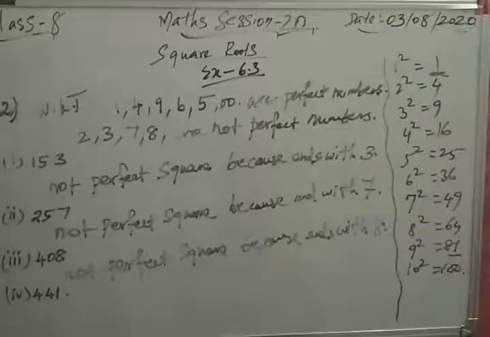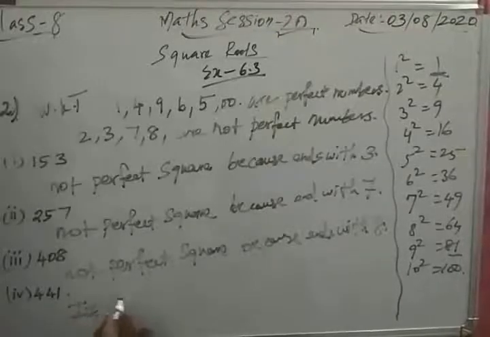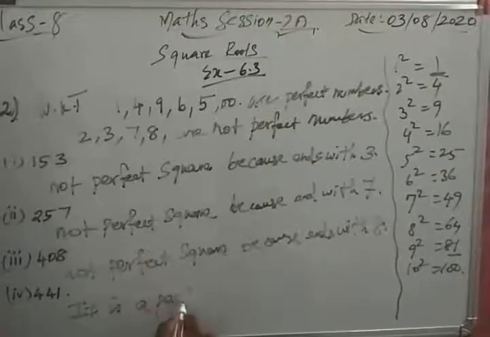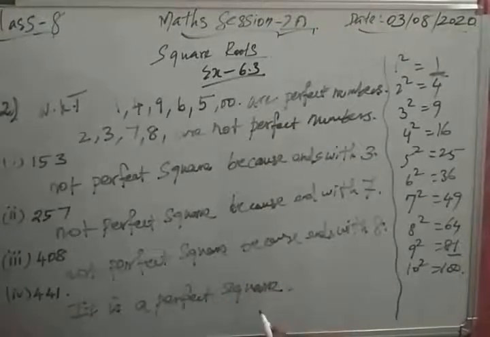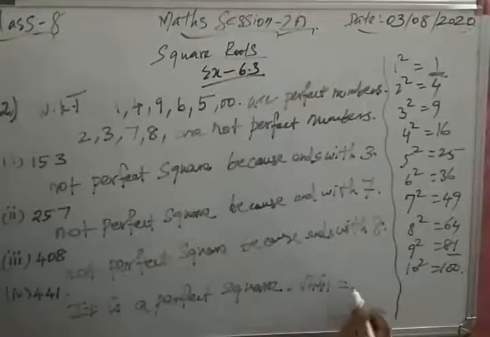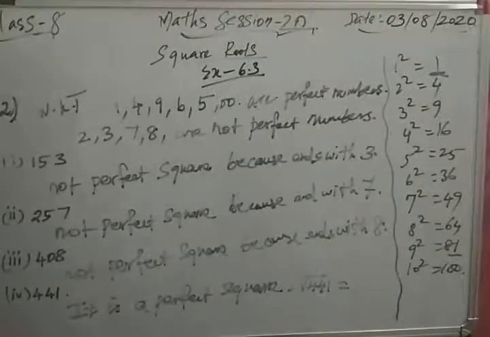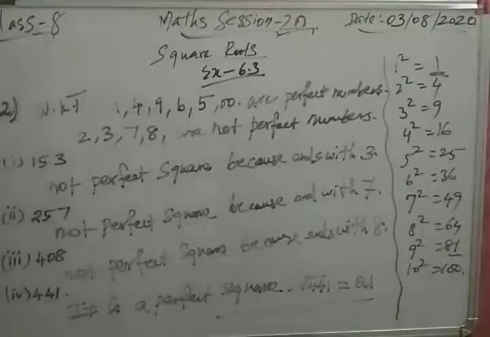Last one, 441. It can be a perfect square. It is a perfect square, because the square root of 441 is equal to 21. It is 21. Okay, understood?